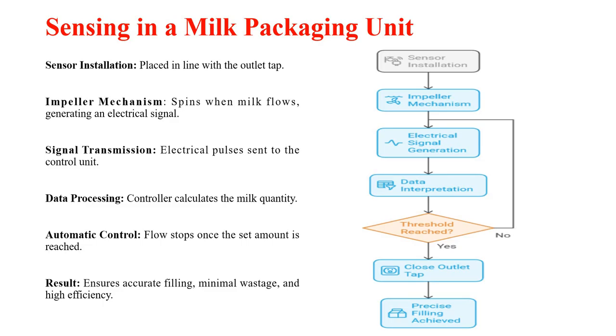Then you have automatic stopping mechanism, where once the set threshold is reached, the controller sends a signal that the supply of the milk has to be stopped and it has to close the outlet tap. This will ensure that each packet or bottle receives the exact amount of milk, avoiding underfilling or overfilling. So overall result is, it will ensure the accurate filling, minimal wastage and high efficiency. So this was about sensing in a milk packaging unit.